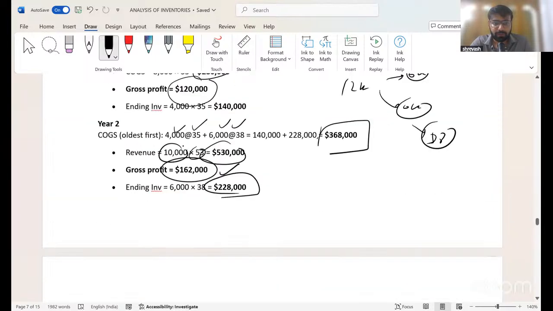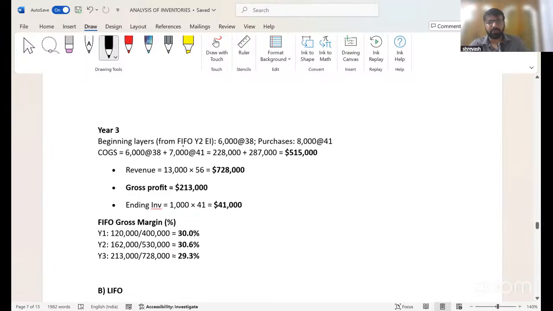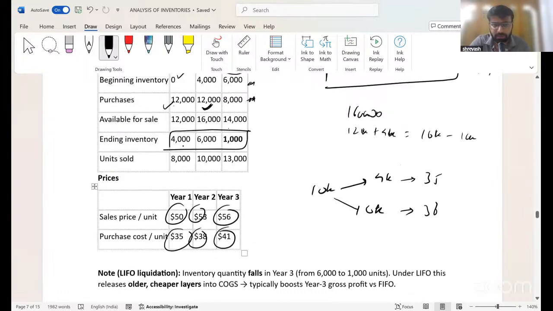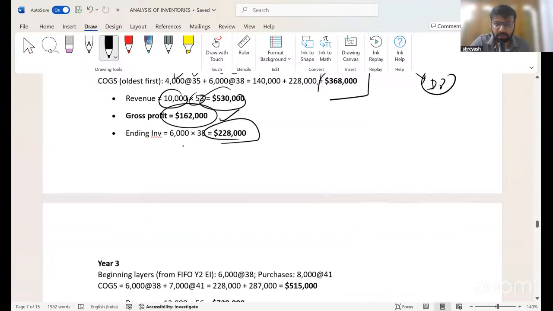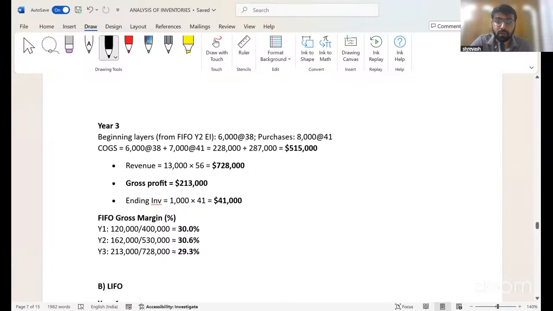Okay, sir, fair enough. Moving forward, if I were talking about year three, sir, year three में I have sold how much? I have sold 13,000, and entire 13,000 comes from where? In case of FIFO, what will happen? सर पहले तो मैं 6,000 प्रीवियस ईयर से बेचूंगा एट द रेट ऑफ 38, and the remaining, 4 plus 3, that is 7,000, will come from where? Actually, not 7, 8,000. My bad.